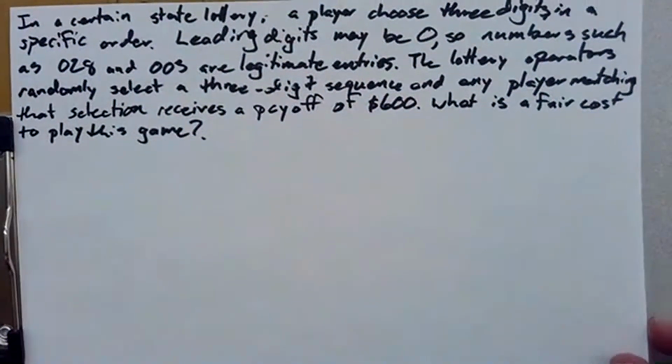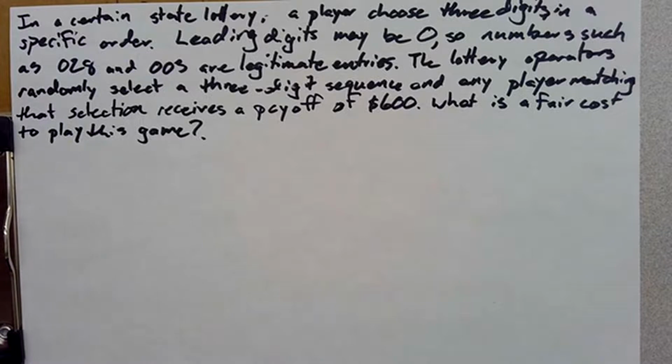In a certain state lottery, a player chooses 3 digits in a specific order. Leading digits may be 0, so numbers such as 028 and 003 are legitimate entries. The lottery operators randomly select a 3-digit sequence, and any player matching that selection receives a payoff of $600. What is a fair cost to play this game?